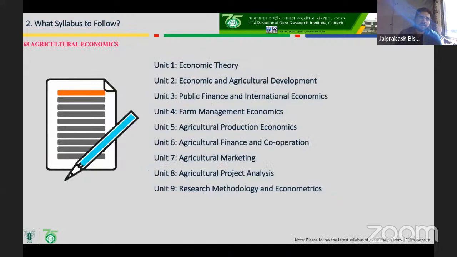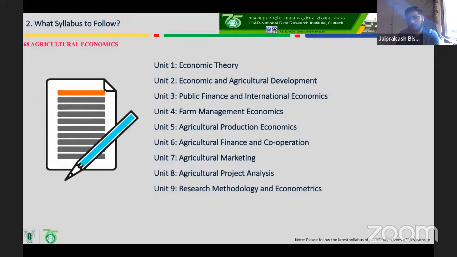Now coming to the syllabus of this service, economics, AR services for agriculture economics. Here you have to be thorough with economic theories, agriculture development economics, public finance and international economics, farm management, agriculture production economics, agriculture finance and cooperation, agriculture marketing, agriculture project analysis, and research methodology and econometrics. So there are a total of nine units to be covered to prepare for the examination.